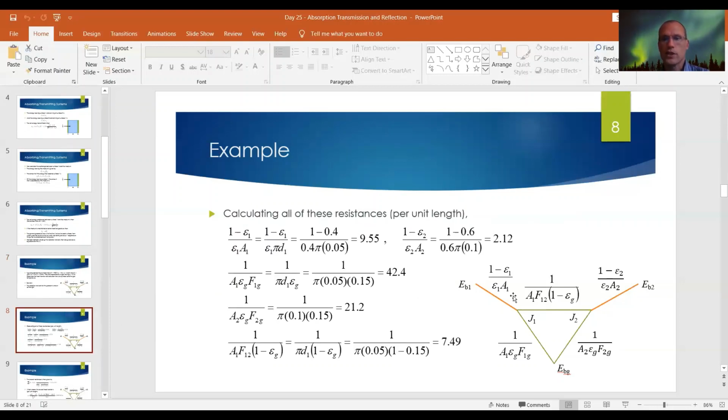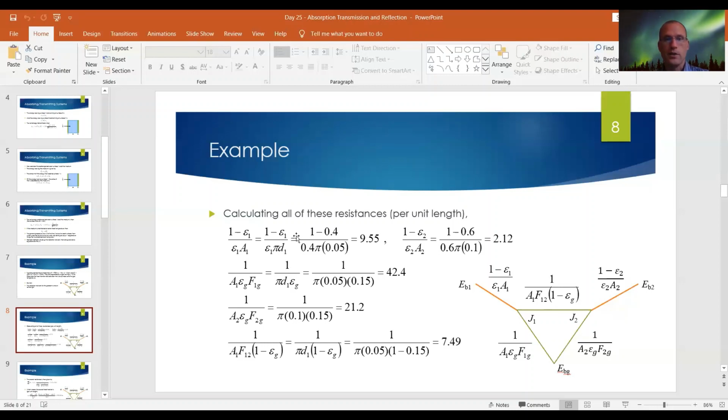So calculating all these resistances, these 5 values here, starting with (1 minus epsilon 1) over (epsilon 1 A1). Area 1 is just pi times D1, that's my inner surface. So around the inside surface of the cylinder itself is pi times D. Technically, there's also a length in there. So pi times D goes around the cylinder. I should technically multiply that by the entire length of the cylinder, but I'm assuming that these are all per unit length, so I'm not going to worry about that length. So area is just pi times D.